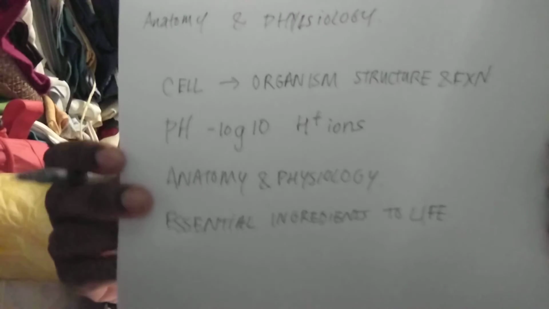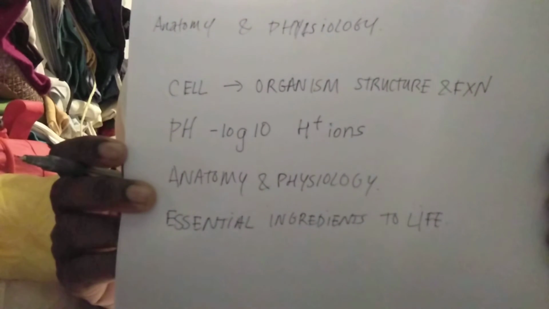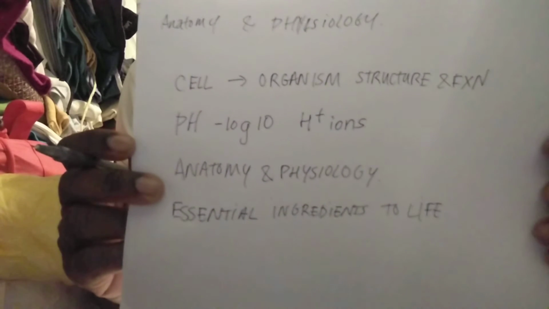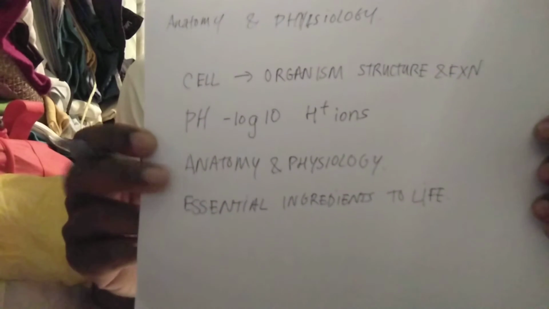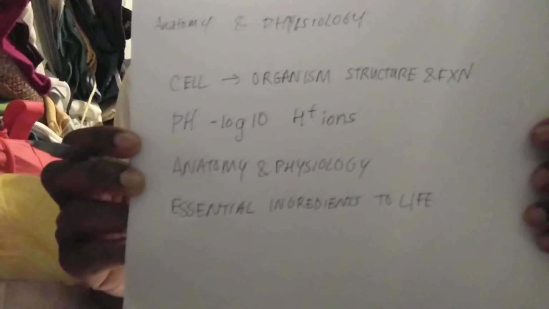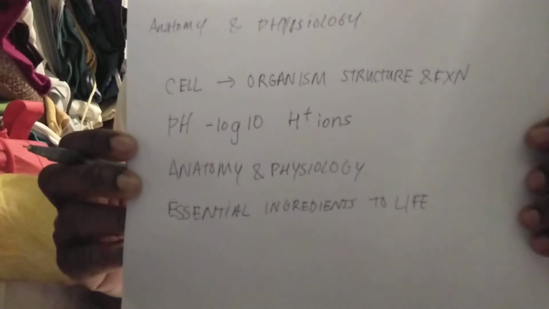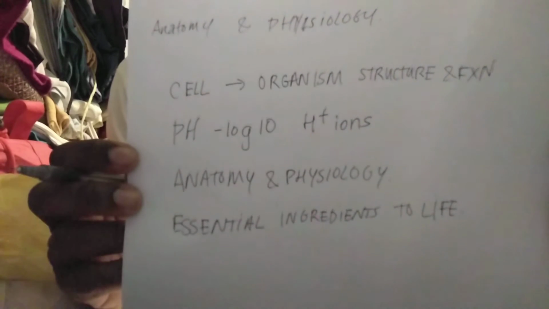So, big things are 1, the cell to the organism, structure and function. 2, the pH scale that is logarithmic, it's based on H plus ions. 3, anatomy and physiology itself, the definition that we went over in class, as well as the general overview of what we need for this paramedic course, as well as the essential ingredients of life.